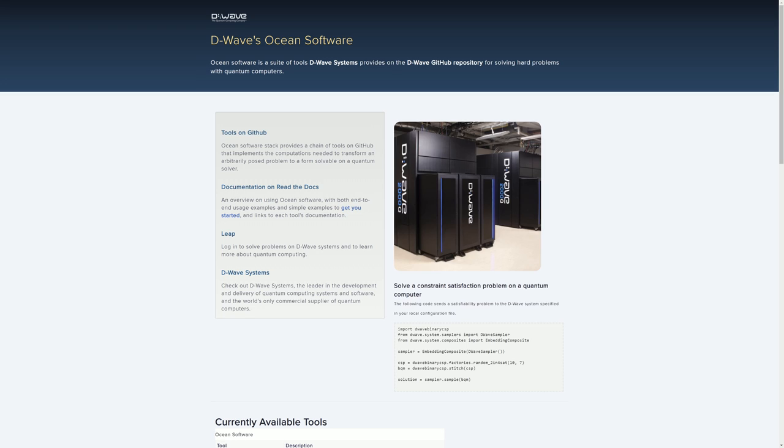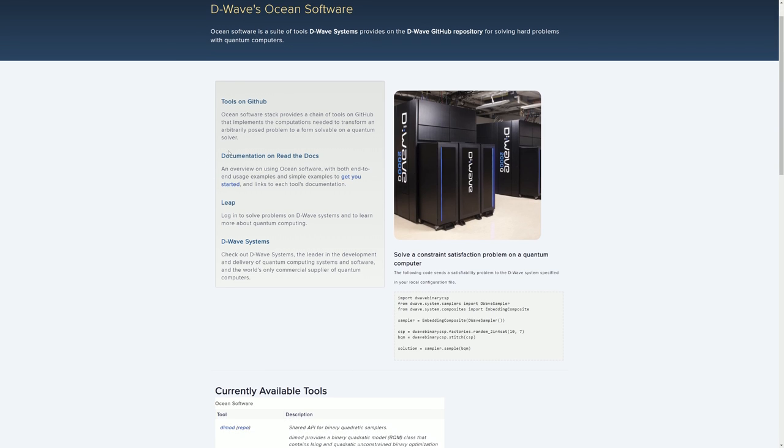Tools. The Ocean SDK stack provides a chain of tools on GitHub that implements the computations needed to transform arbitrarily posed problems to a form solvable on a quantum solver. Documentation on Read the Docs gives an overview on using Ocean software with both end-to-end usage examples and simple examples to get you started, and links to each tool's documentation. Leap: log in to solve problems on D-Wave systems and to learn more about quantum computing. This is what you have to go to, the Leap.